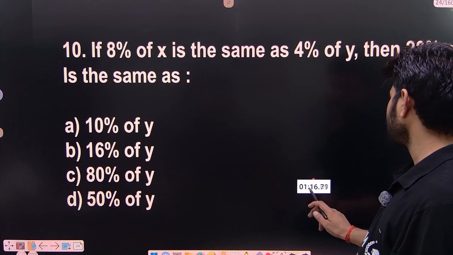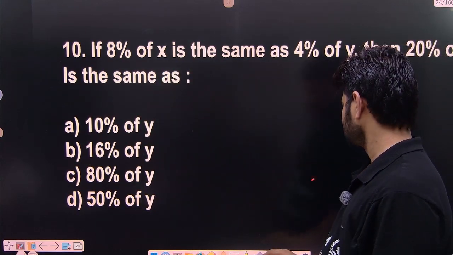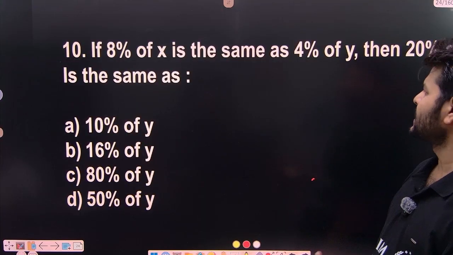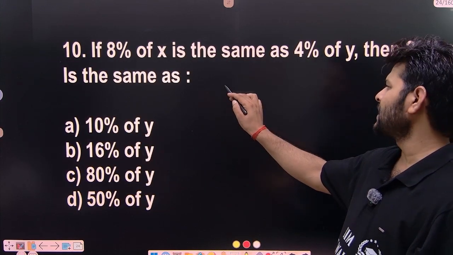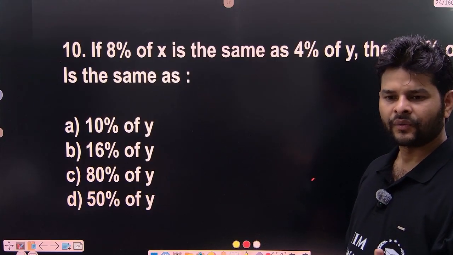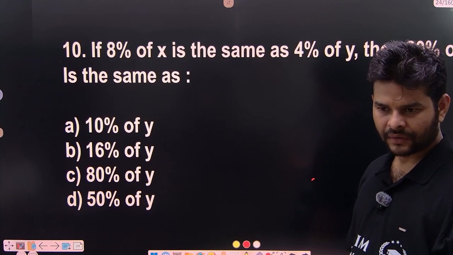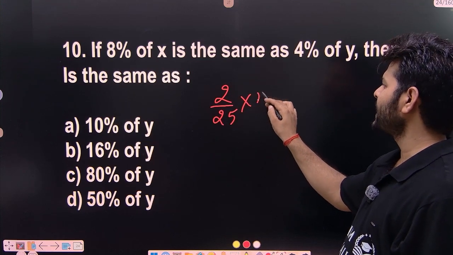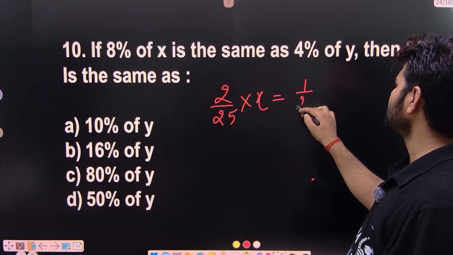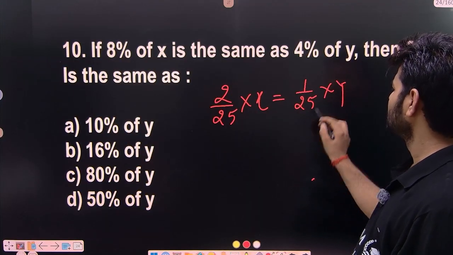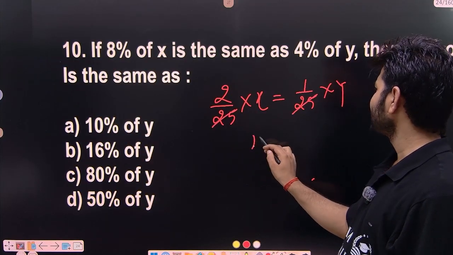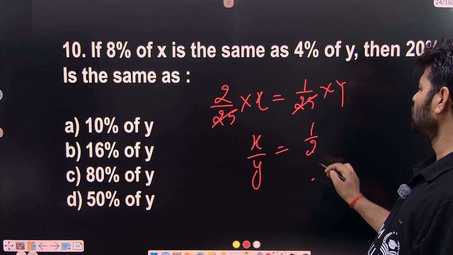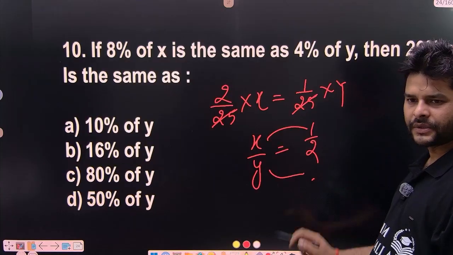If you want, I can solve it a little bit fast. If 8% of X is just 4% of Y, so 8% means what? 1 by 25 or 2 by 25? 2 by 25 of X is equal to 4% of Y. So you will see that X upon Y is equal to 1 upon 2. That means if X is 1, then Y is 2.